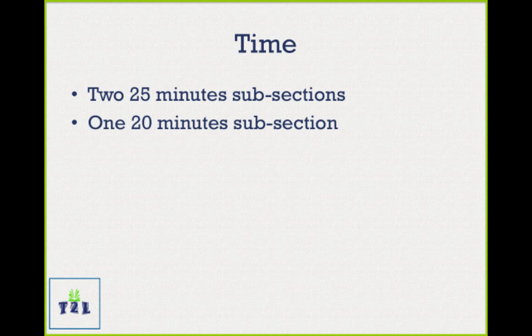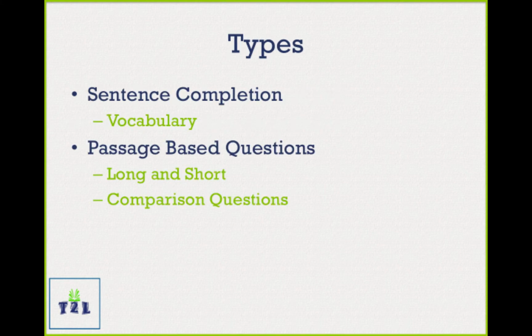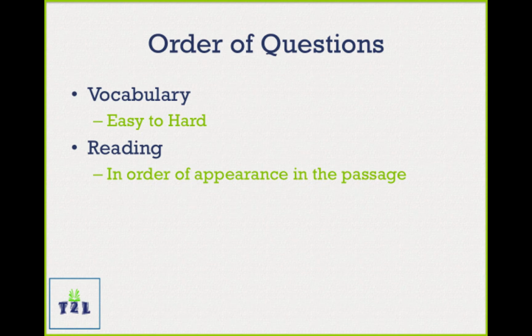For the critical reading section, you'll have two 25-minute subsections and one 20-minute subsection. There are two types of questions you'll see. The first are sentence completion questions, which will test your vocabulary skills. The second are passage-based questions, which will test your reading skills. These will include long and short passages, as well as comparison questions, which will show you two pieces of prose that you have to compare and analyze.